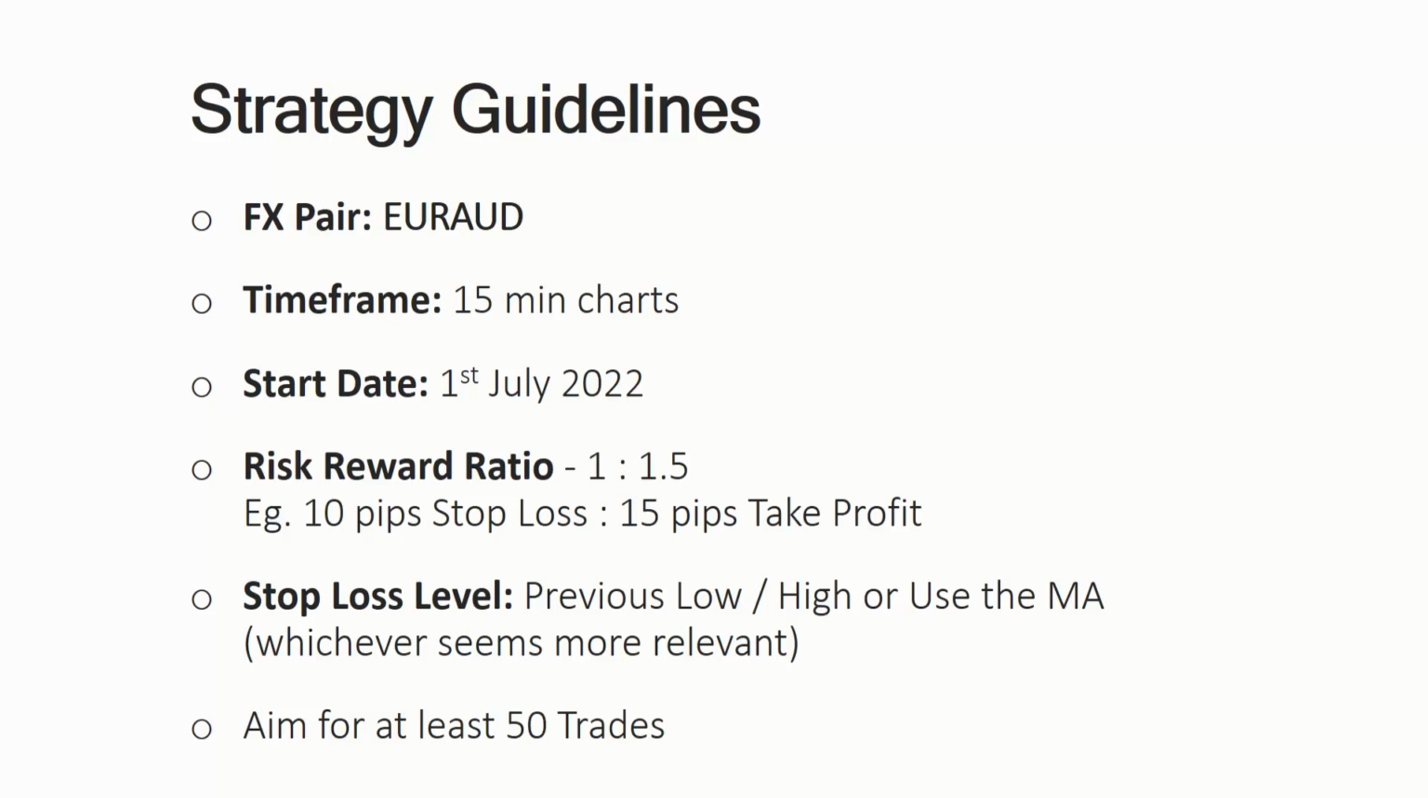So the whole basis here is that I will always earn more in success trades and lose less in losing trades. For the stop loss level, there are two options here. I'm either going to use the exponential moving average as the stop loss, if it makes sense to do so, or I'm just going to look at previous highs or previous lows and use that as the stop loss level. I will show you how this looks in action in a second, and I'm going to aim for at least 50 trades. So it's 15-minute time frame. Hopefully we get to 100 trades, but we'll see how it goes.